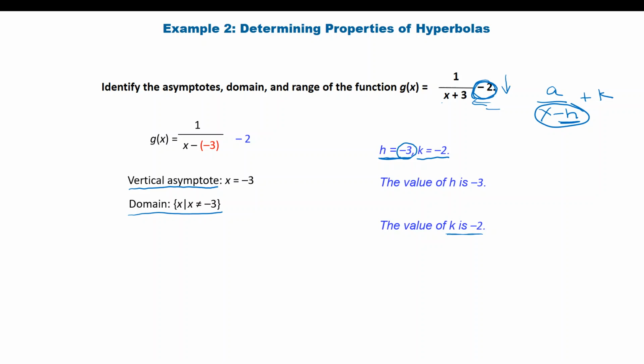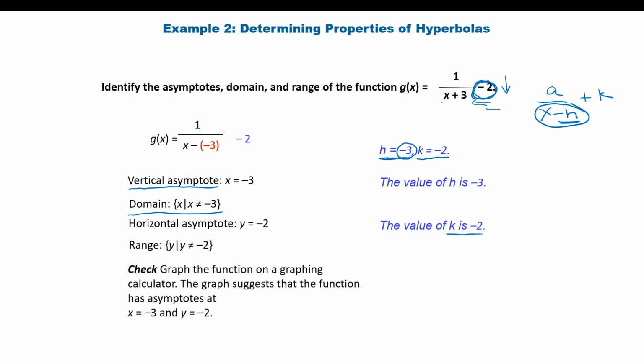All right, so if h is the vertical asymptote, and we know that k equals -2, that's going to tell us about our horizontal asymptote. So it tells us that our horizontal asymptote is y equals -2. So horizontal is y equals -2, so now we need to talk about the domain, or I'm sorry, the range. And the range is y is such that y is not equal to -2. It's not too complicated on that one.